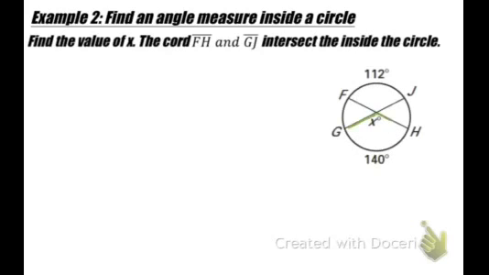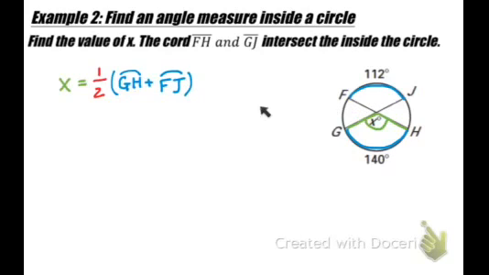So let's set up our relationship. So there's our angle x. That's equal to 1/2 the arc GH. I should put down measurement, but we're talking about the measurement of GH, plus the measurement of its vertical angle's intercepted arc FJ. So substitute what we know. We know the measurement of the arc GH is equal to 140. And then the measurement of its vertical angle's intercepted arc is equal to 112.